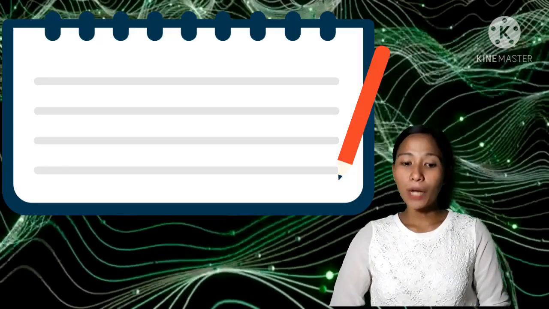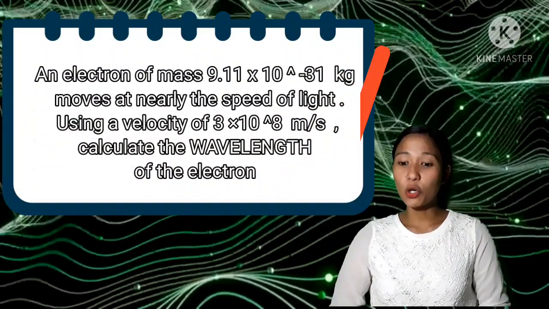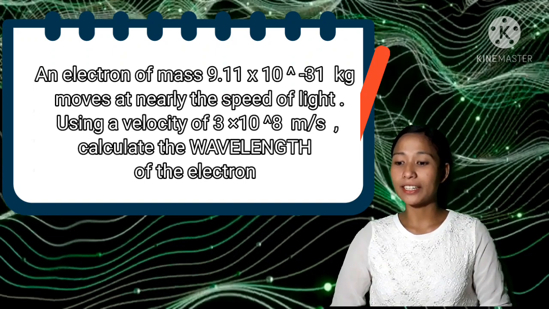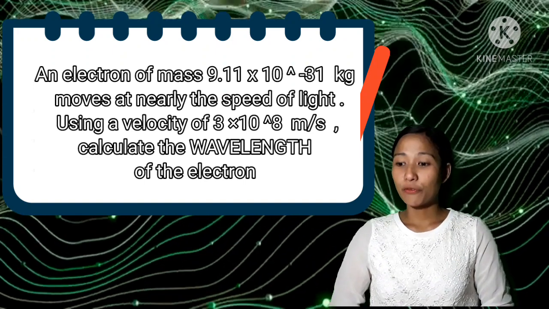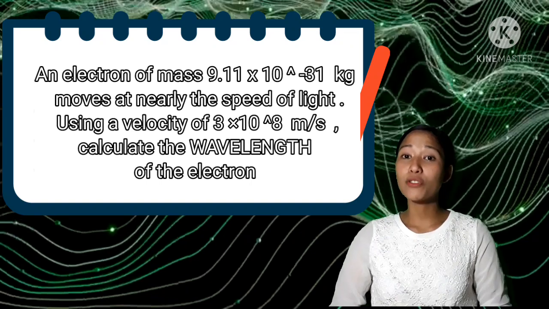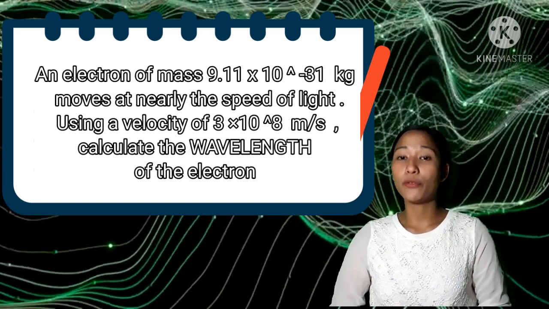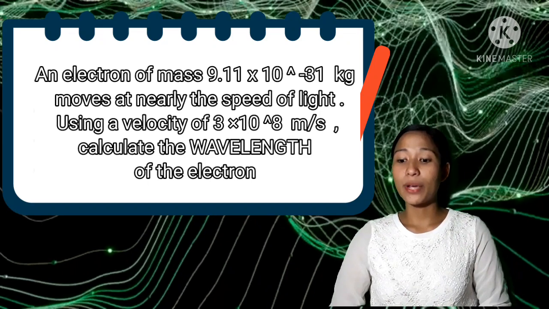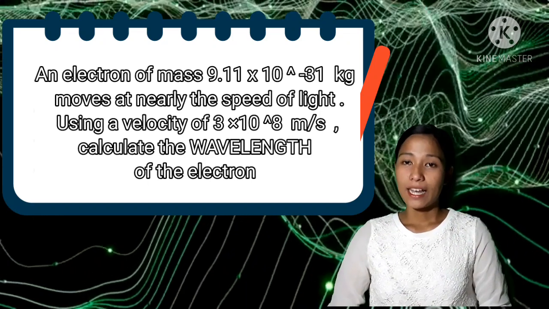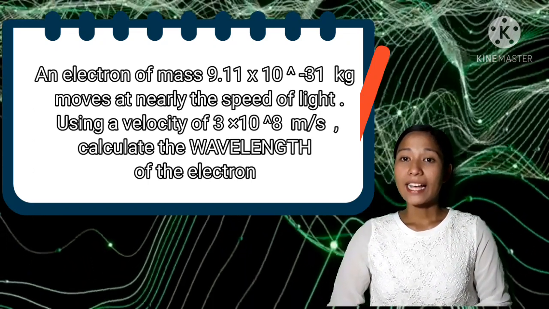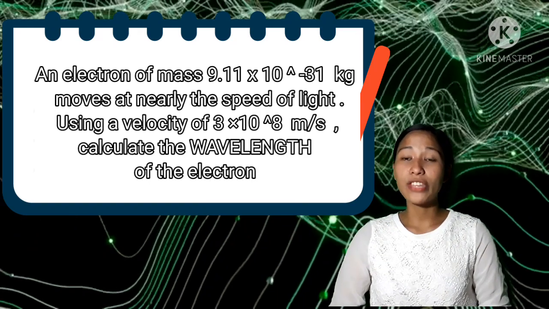Now, let's proceed to our problem. The problem is an electron of mass 9.11 times 10 raised to negative 31 kilogram moves at nearly the speed of light using the velocity of 3 times 10 raised to 8 meter per second. And our task is to calculate the wavelength of the electron.